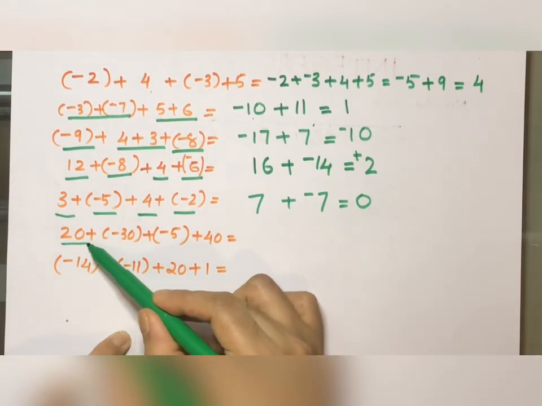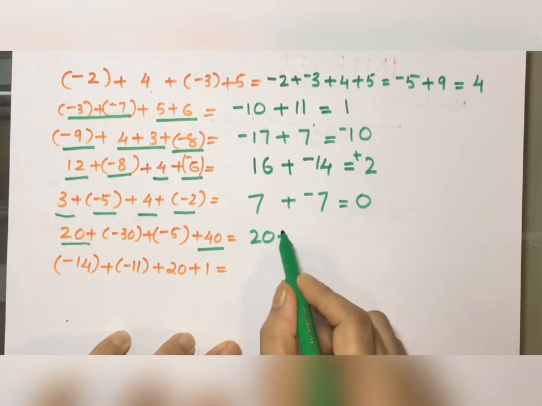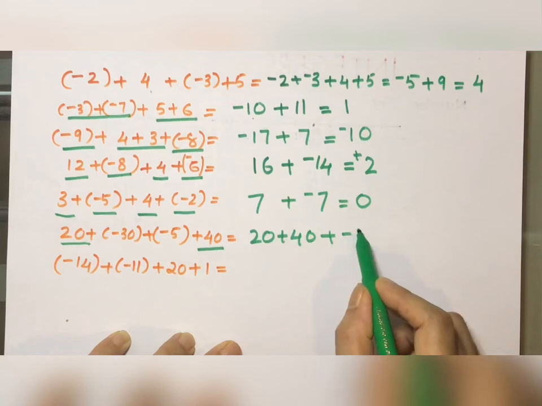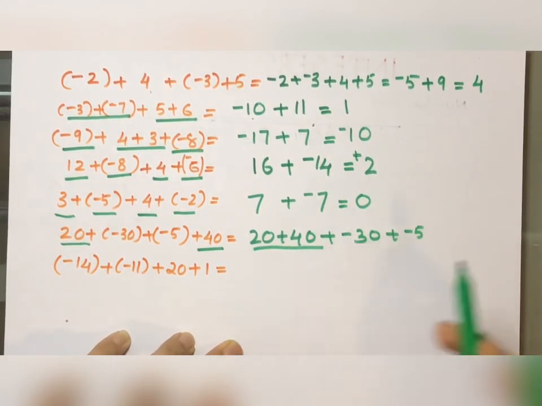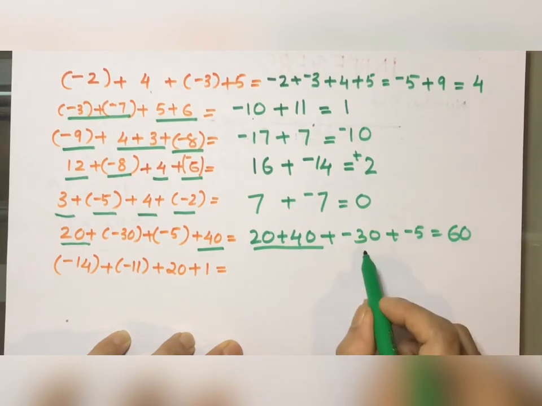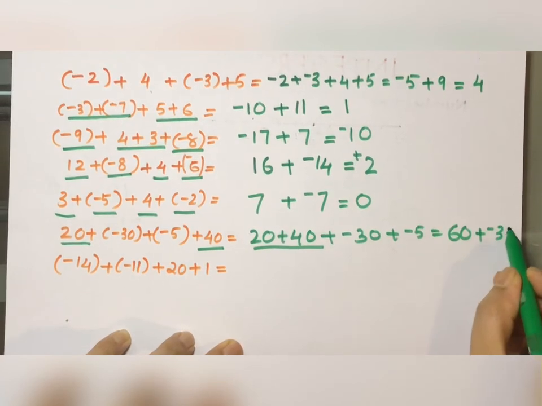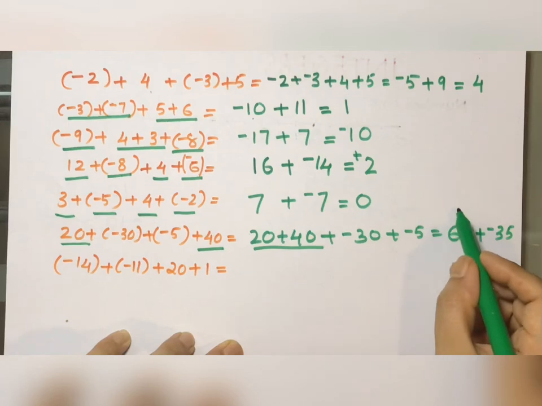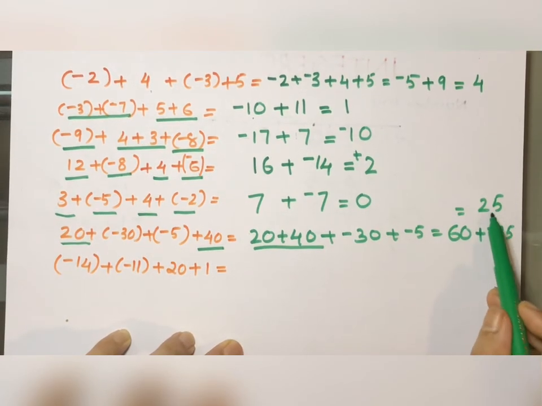Here 20 and 40 are positive. So add them together, 20 plus 40. Then minus 30 and minus 5 are negative. So add 20 plus 40, that is 60. Add minus 30 and minus 5. That will be minus 35. Now subtract. 60 minus 35 is 25. It is positive 25 because 60 is positive.